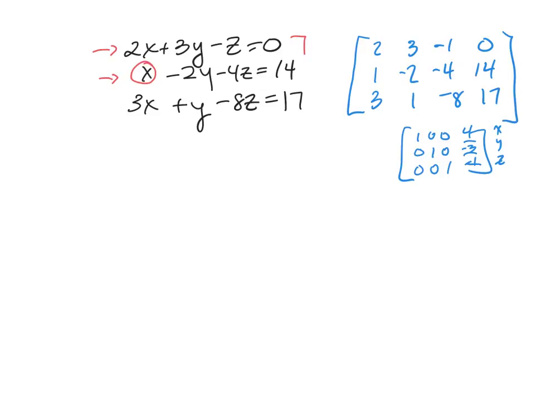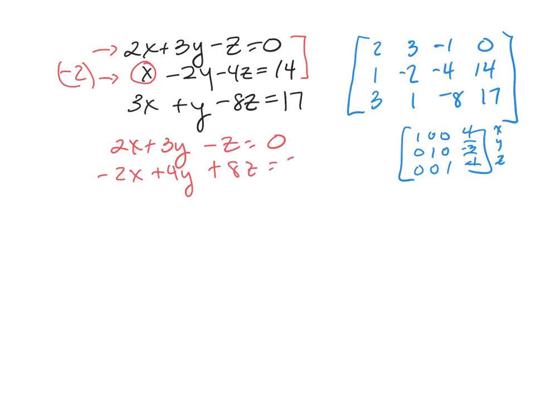We're going to use problems 1 and 2. Don't look at 3. And we're going to eliminate the x. So you would have 2x plus 3y minus z equals 0. And if I multiply this guy by -2, then it'll eliminate the x's. I'll have -2x plus 4y plus 8z equals -28. Everybody see what I did? Now we add them together and we get no x's. We get 7y plus 7z equals -28.